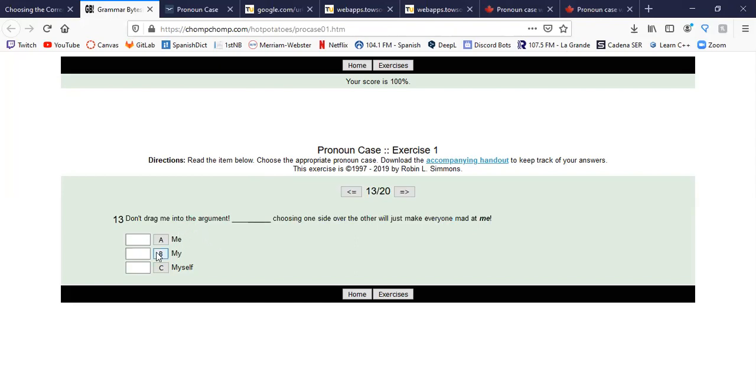Okay, so the answer here would be my, because choosing one side over the other is an action that belongs to me. So I need the possessive case.